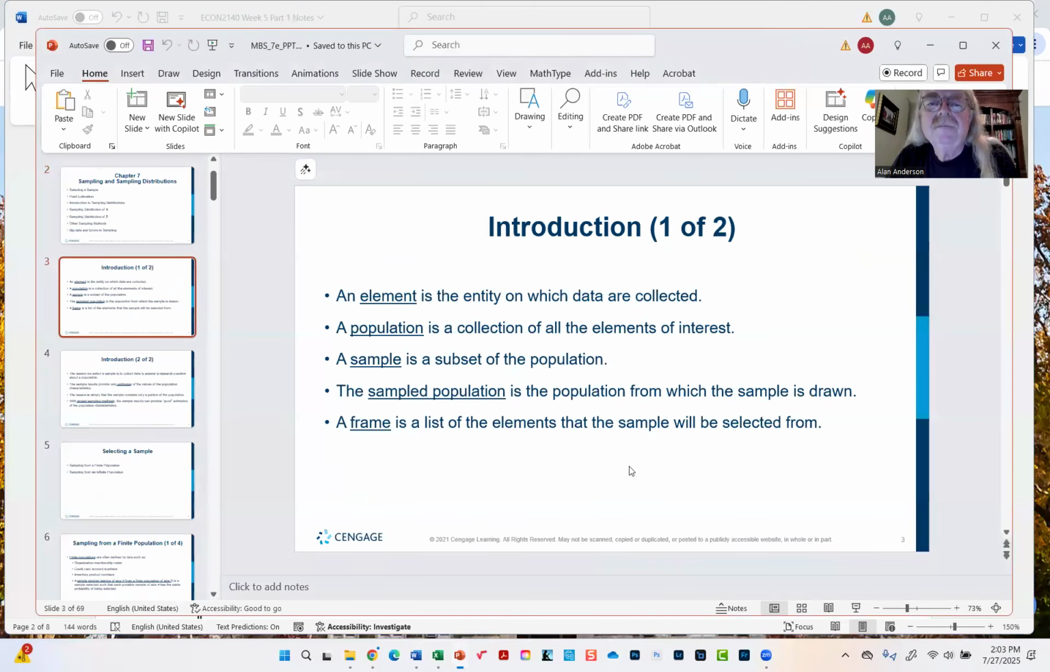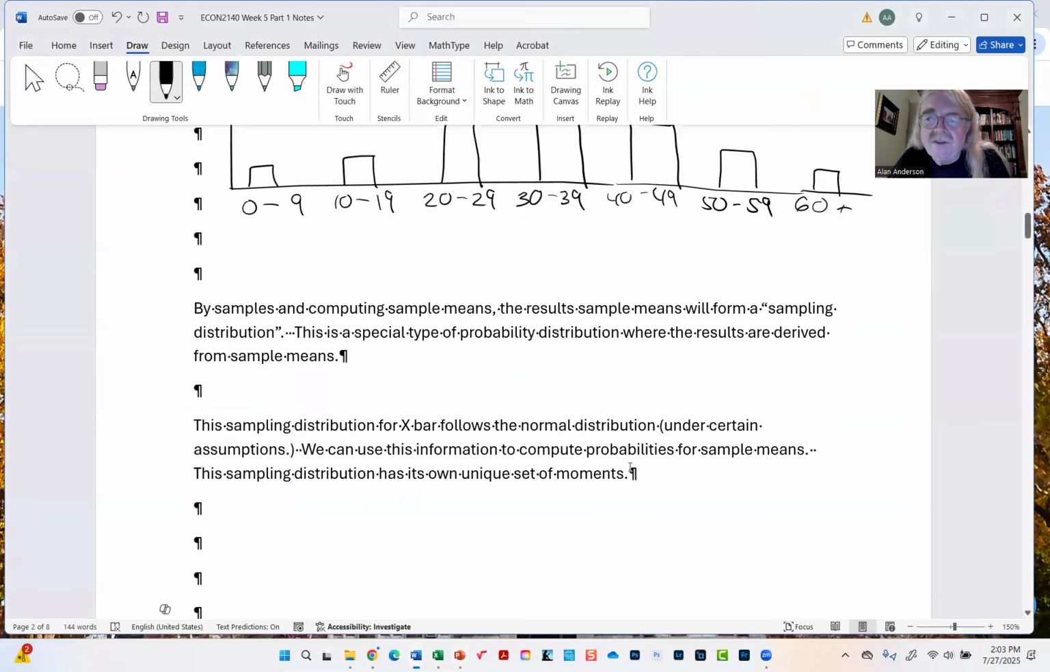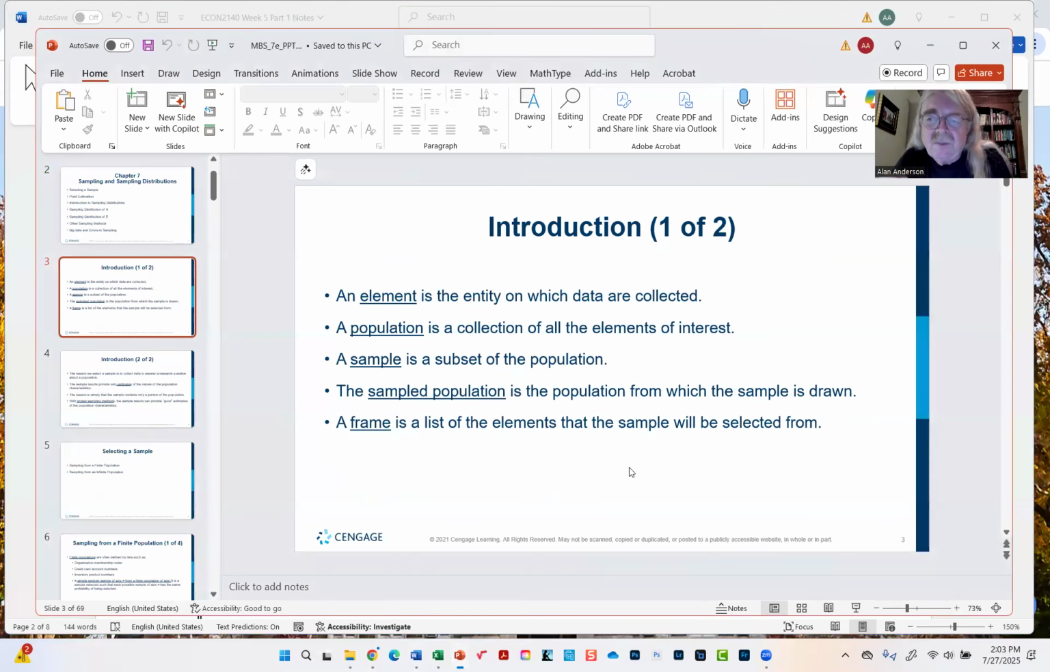A few definitions that we've seen before. An element is what we're interested in analyzing. In this case, the element would be ages. We're only interested in the ages of the people that we interview, not their incomes or their jobs. The population would be everybody's ages, let's say in the United States, because that's what we're studying. And as we know, a sample is a smaller portion or subset of a population. The sample population is a population from which we drew.